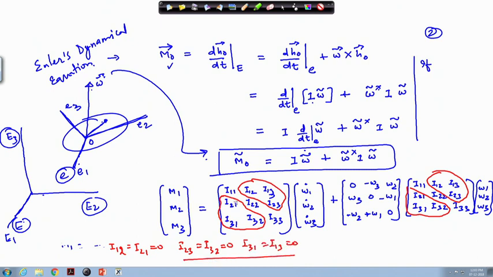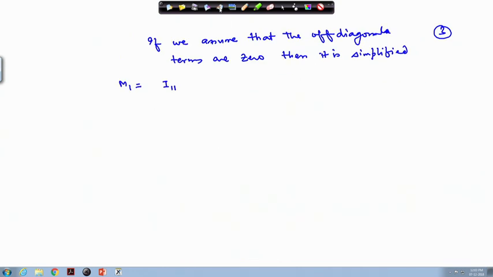So, if these off diagonal terms are 0, you can see that in this multiplication, the first term will be I 1 times omega 1 dot. Similarly, this simplification you can do yourself; this is simple matrix multiplication, and it follows a particular sequence. So, you need not derive this equation every time and you need not remember it. It is just a cyclic equation, which you can follow the way I am writing here.